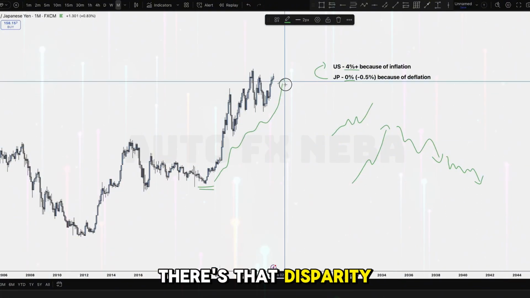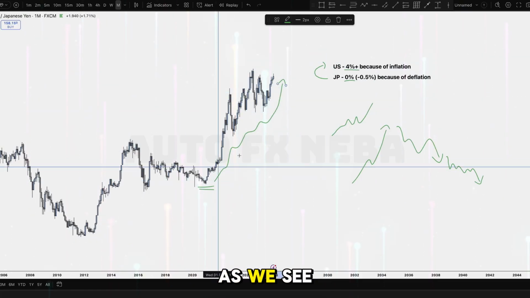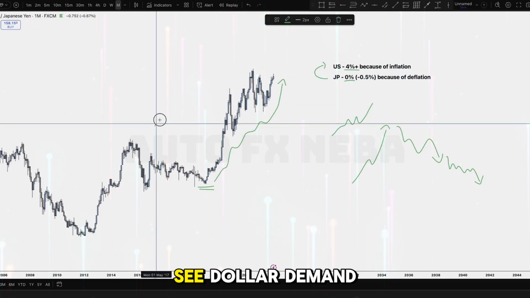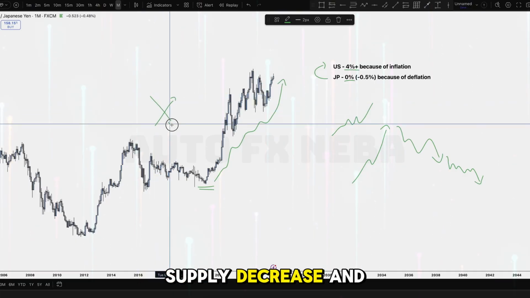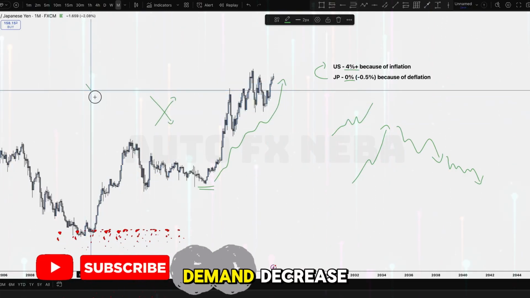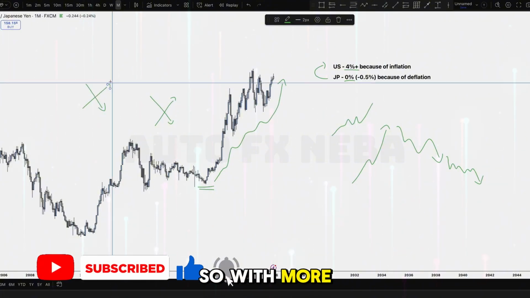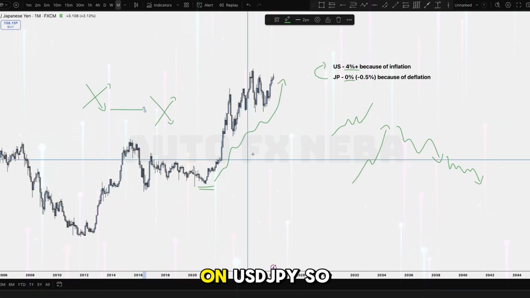There's that disparity between supply and demand between the US dollar and the Japanese yen. As we see those high yields for the dollar and low yields for the yen, we start to see dollar demand increase, which creates the supply decrease. And we see yen demand decrease, which creates the supply increase. So with more money going out of the yen into the dollar, we see this on USD JPY.